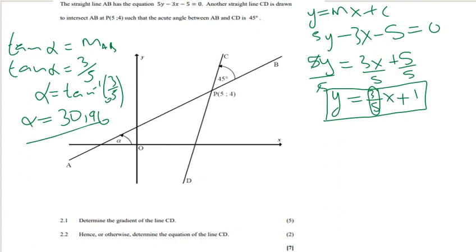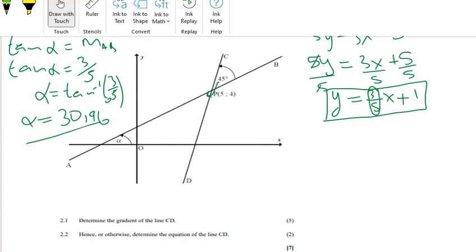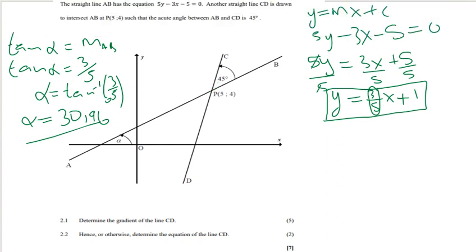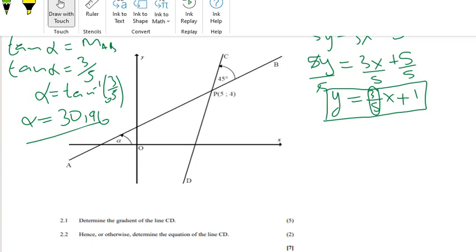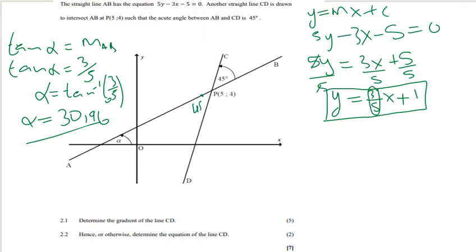Now I need this angle. Since this angle is opposite to this one, allow me to conclude that this angle right here is equal to 45 degrees. So angle APD is equal to 45 degrees. Why? Because vertical opposite angles are equal. This is how you write it.